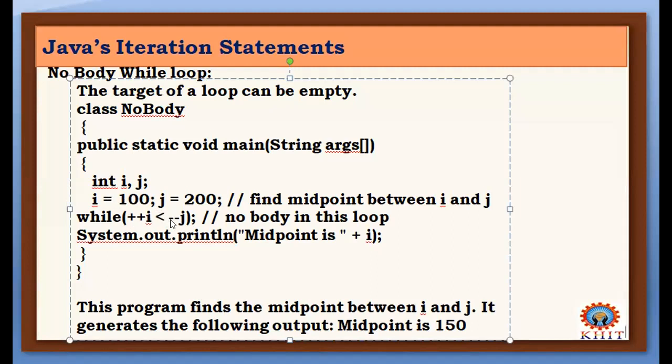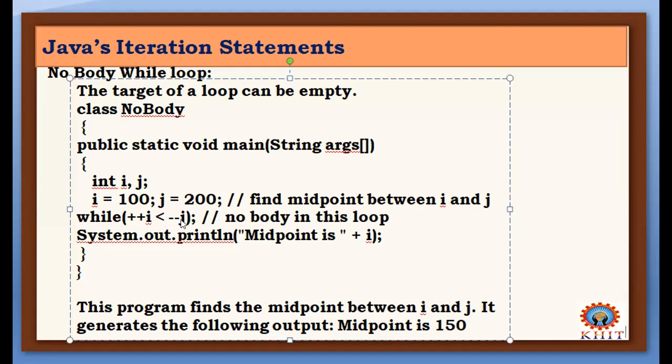100 less than --j. What is --j? If we decrement 200, what is it? 199. 100 less than 199, true. Again, ++i, --j. 101 less than 198, 102 less than 197. In this way, both of these keep being true.